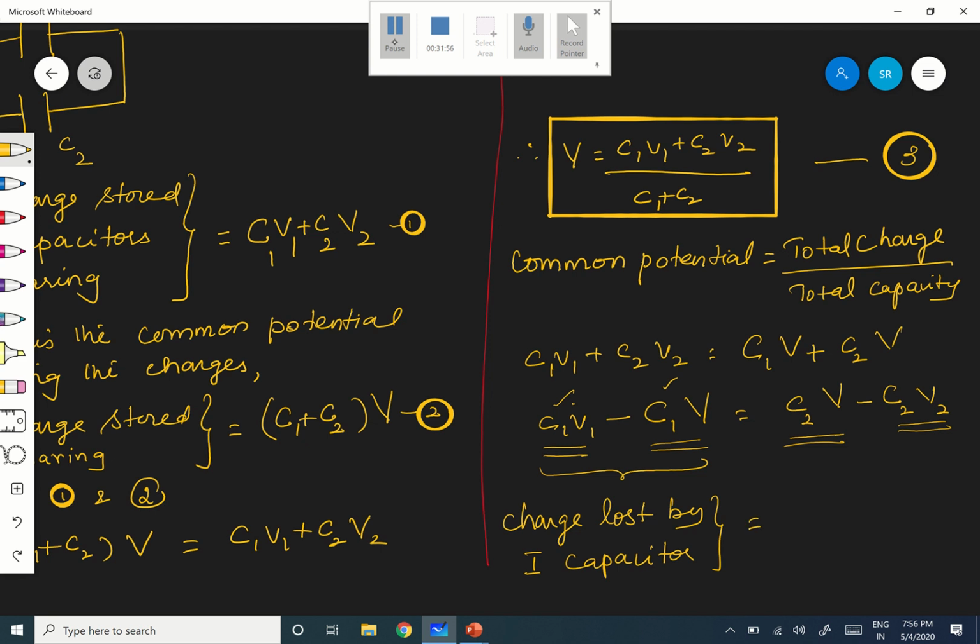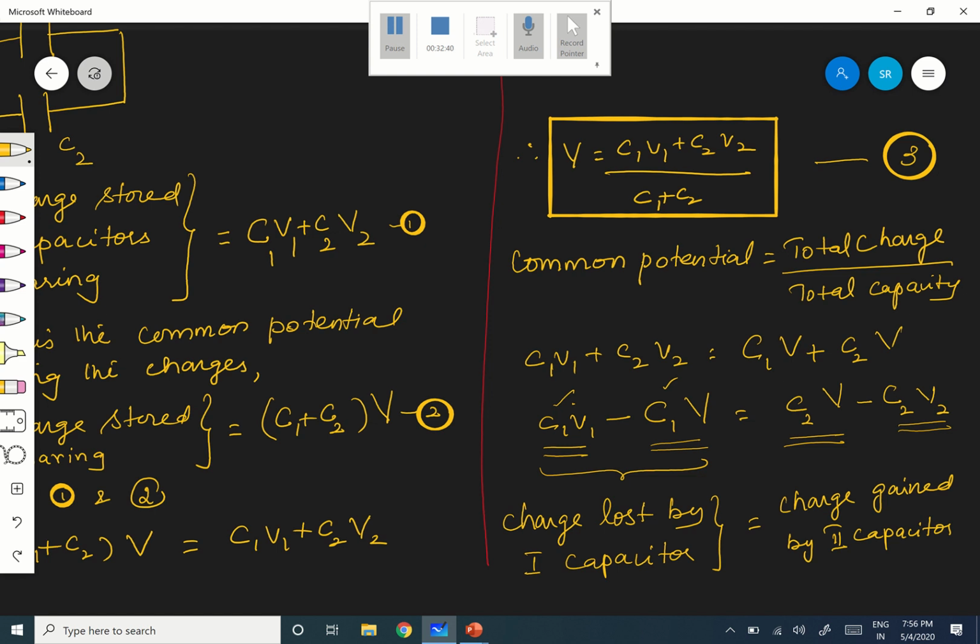But here, after sharing is more than before sharing. Therefore, you can say that after sharing is more than before sharing means the charge is gained. Therefore, charge is gained by the second capacitor. Are you following? So very important. When two capacitors are connected in parallel, what happens? What is the sharing of charge? It is such that one capacitor is losing the charge and the other capacitor is gaining the charge.